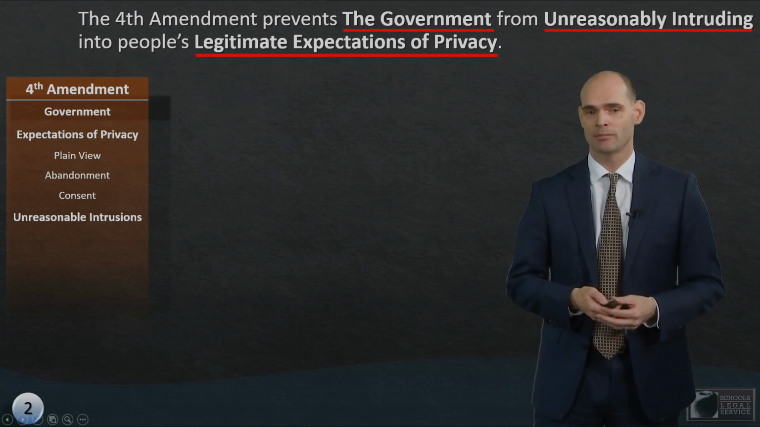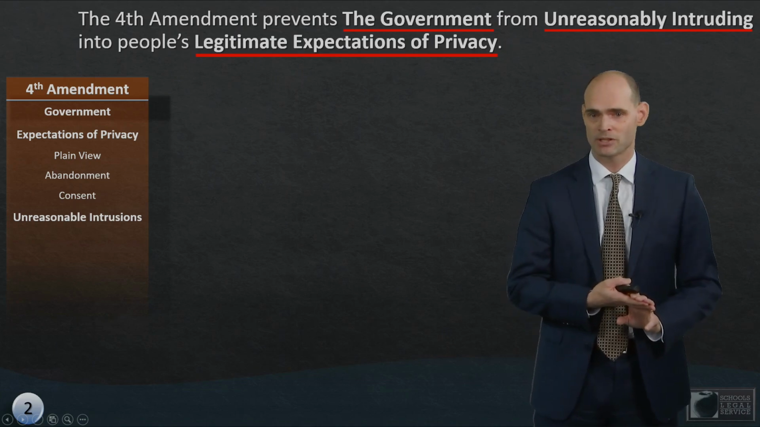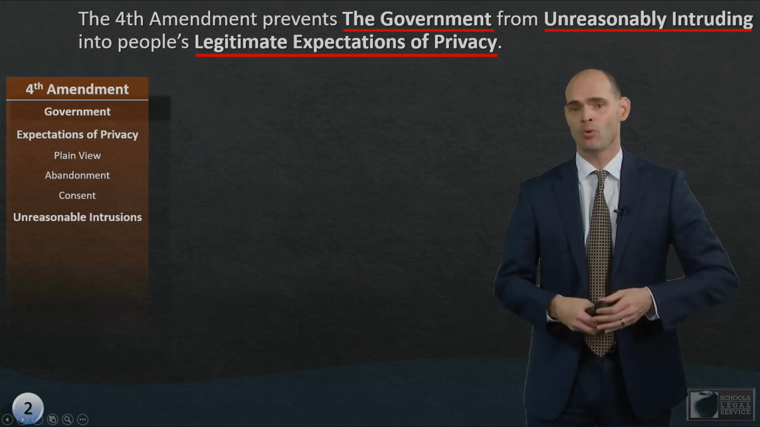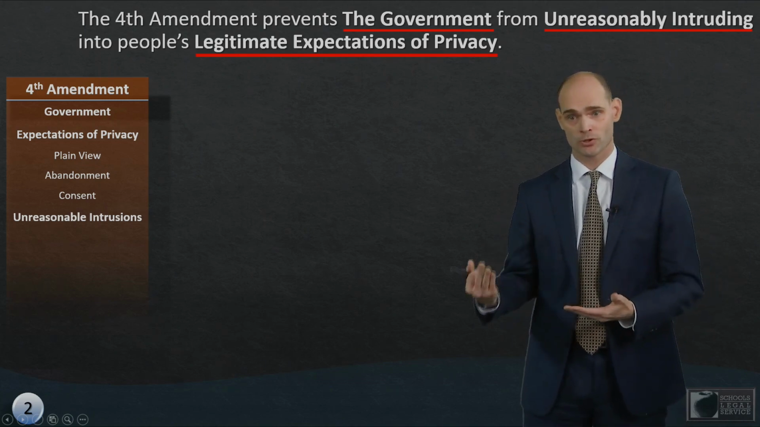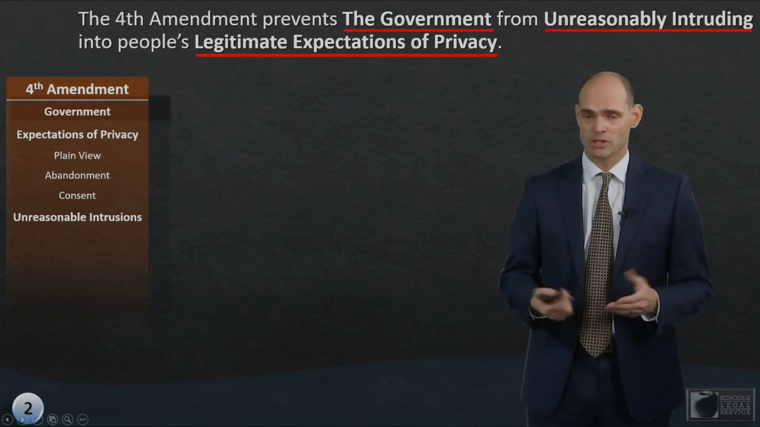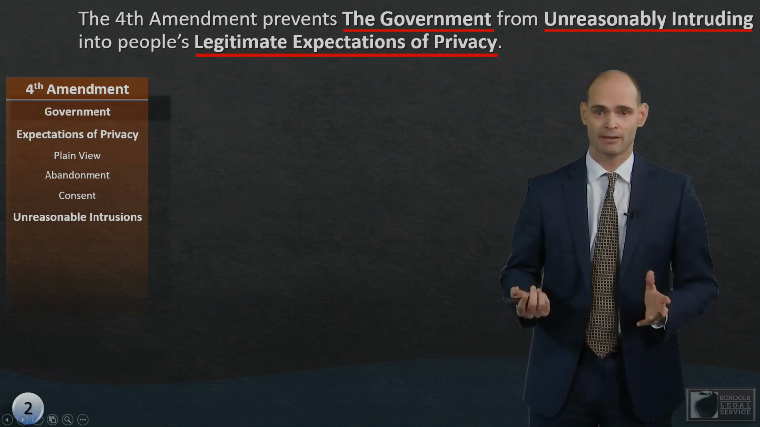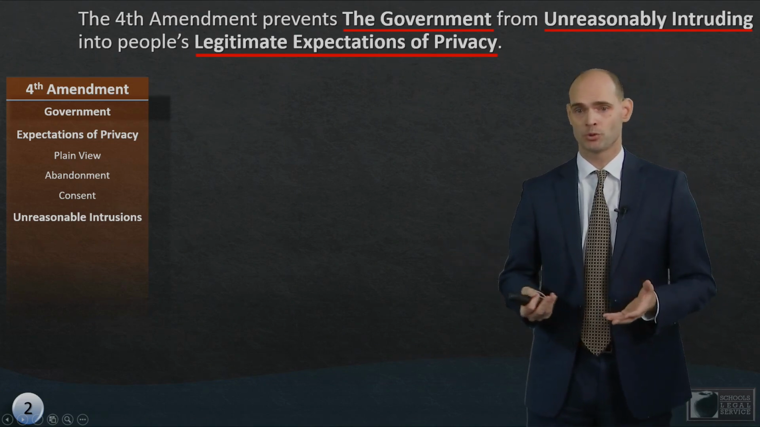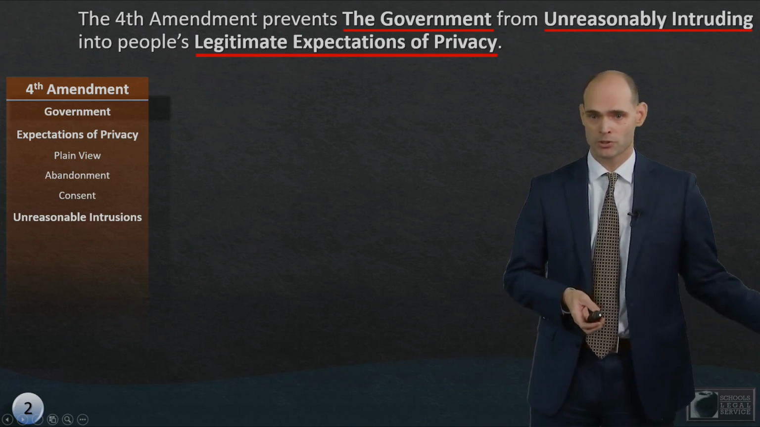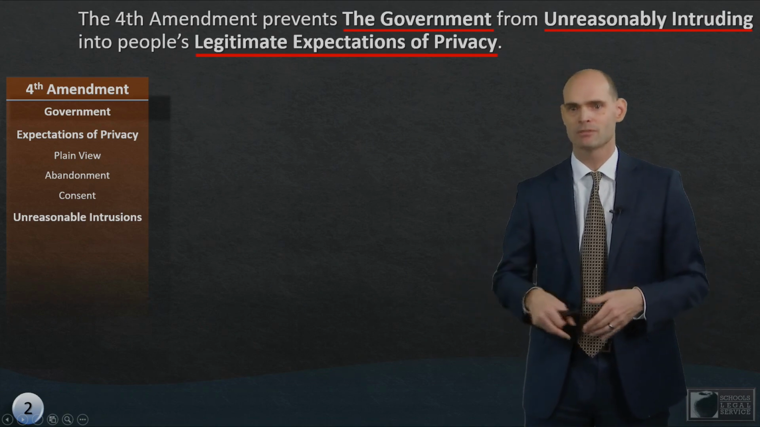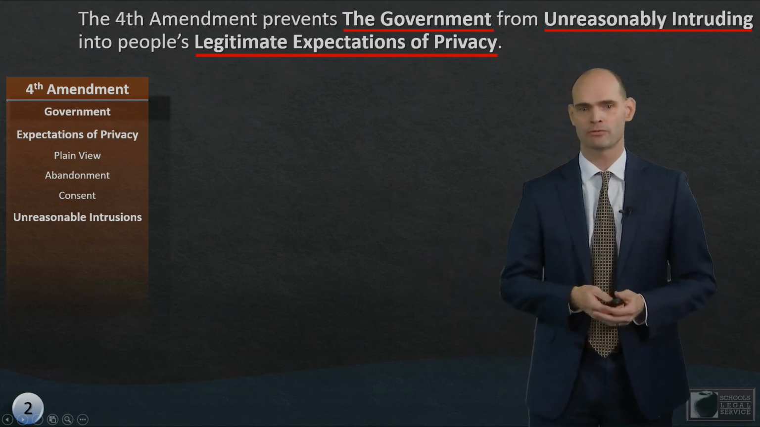Then, if we've gotten to the point where we've got a government actor and an intrusion into an expectation of privacy, we have to ask whether that intrusion was reasonable. Whether a search is reasonable depends on a couple of things. First, to be reasonable, the search has got to be justified at inception. All that means is that there are reasonable grounds for believing the search will turn up evidence of a school rule violation or a violation of the law. It's not a hunch, it's not a guess. There are objectively reasonable grounds for suspecting that.